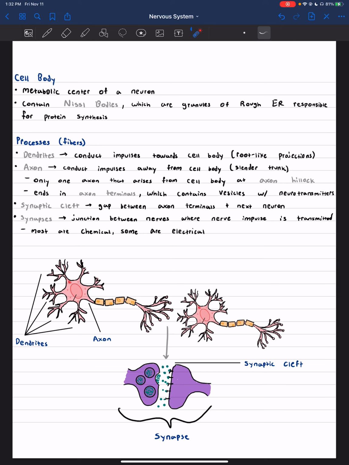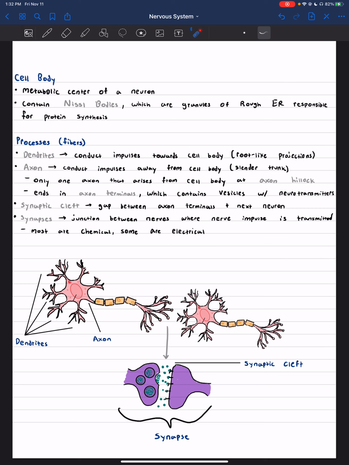With that said, we can now focus on the processes. First up, we've got dendrites, and these conduct impulses towards the cell body. If you look at the diagram below, you'll see that these are all dendrites, which I'm circling, and they're these root-like or tree-like projections that serve to get as much information as possible from the surroundings. Now, this will draw information down into the cell body and into the axon, which travels down into the axon terminals. So you will usually have multiple dendrites, and you will have one axon.